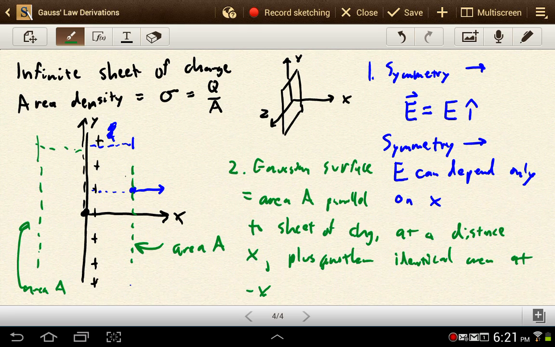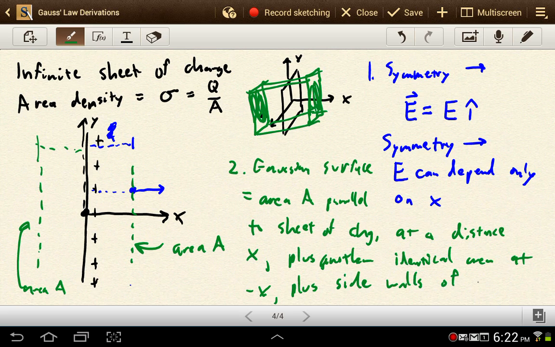Now you have these two surfaces that are parallel to the sheet. In fact, let me draw one like that, and one over here like that. Now we just need to connect them together. So you basically create a rectangular prism, or if you made these circles, which might be easier, you just create a cylinder whose axis lies along the x-axis. So we have this area here, we have this area here, plus the side walls of a rectangular solid.